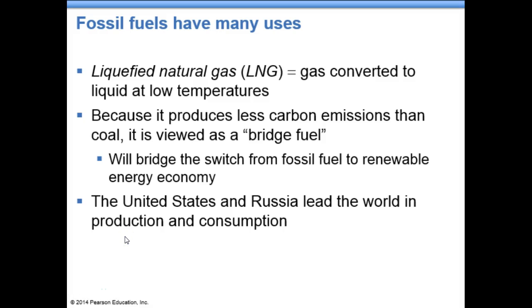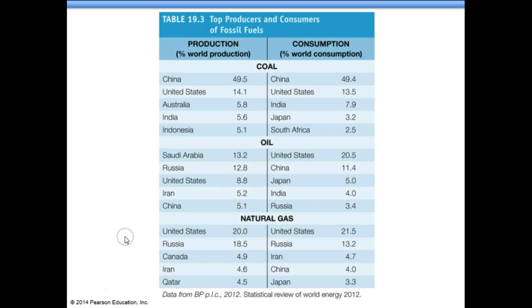The United States and Russia lead the world in gas production and gas consumption. So we do the most. Okay. So here is a data table that just shows the use. China leads in coal use. Saudi Arabia leads in oil production, and the United States leads in natural gas production.